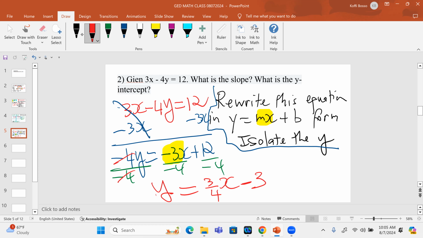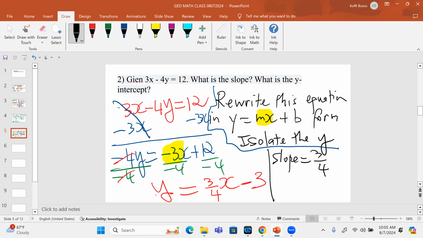Now answer the question. What is the slope here? Perfect. Slope equals 3 over 4. Another question before we get to the other answer. Here the slope is 3 over 4. Can you tell me what you think the line will be when we graph this? Is it going to be a line going up, going down, or just a horizontal line? It's going to be up because the slope is positive.